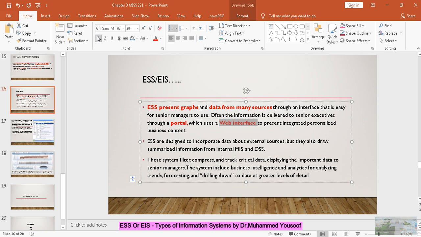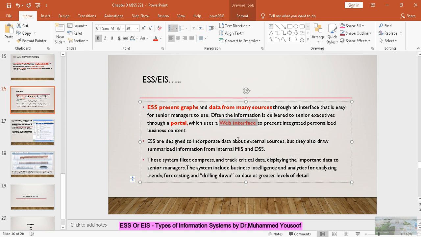So you are going to have the screen in front of you. The data is going to come from different sources, and the data is going to be presented to you in the form of graphs, and you are going to get access to the system anywhere in the world. It is not necessary to go and sit in the company to see the information, because it's a portal, it is web enabled, you can see it from anywhere.